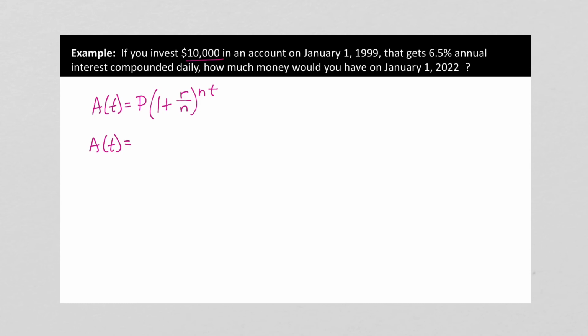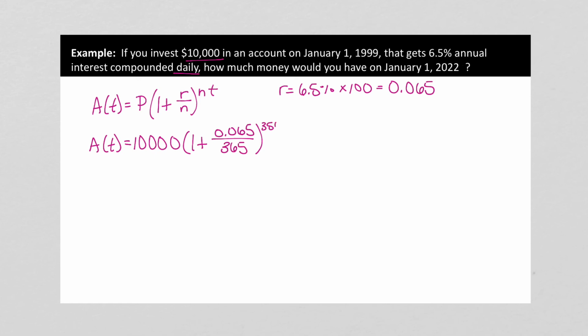So our initial amount was 10,000. The rate is 6.5%. Now, you have to change that to a decimal, so divide by 100 or move the decimal 2 places to the left: 0.065. n is how many times it's compounded per year. So if it's compounded daily, that would be 365 times per year.